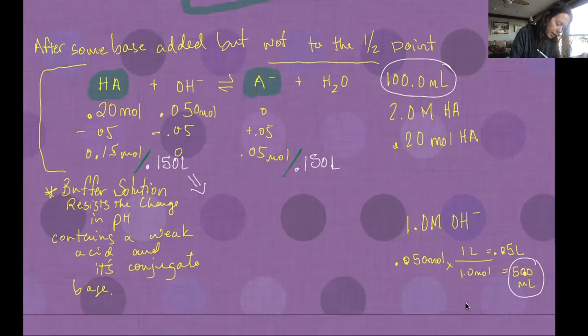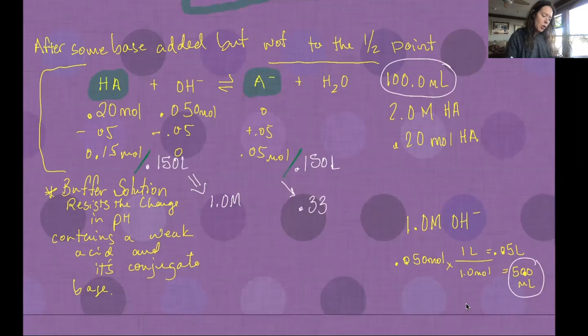And what we have here, that looks like 1.0 molar. And I apologize, but I'm not going to do that in my head. 0.05 divided by 0.15 equals 0.33.